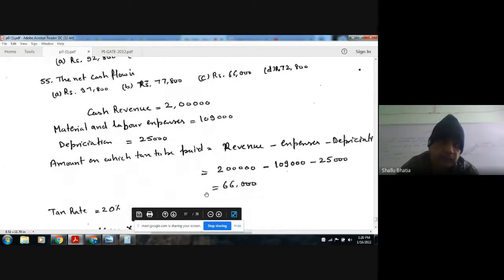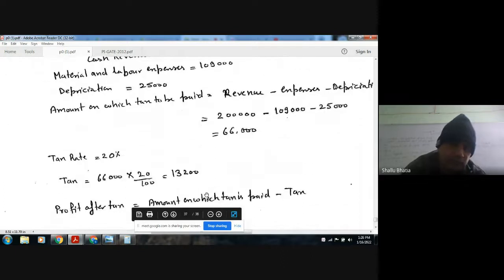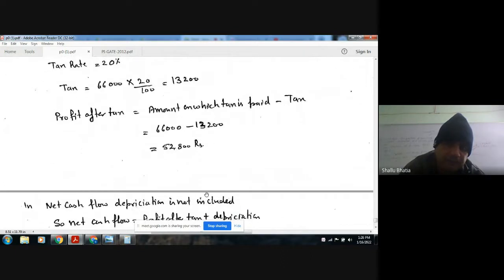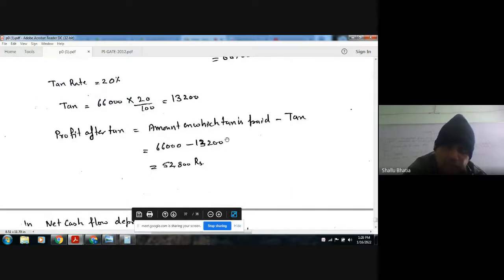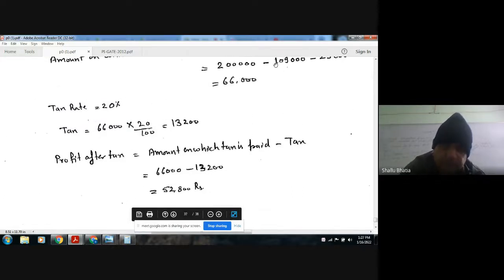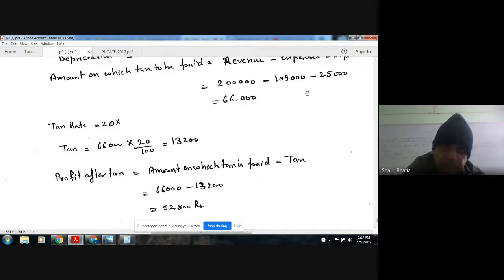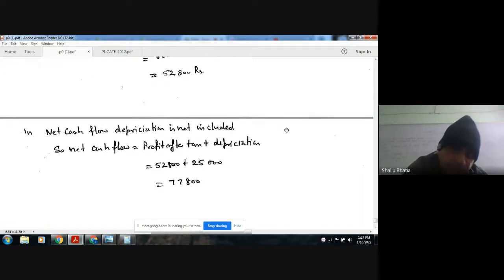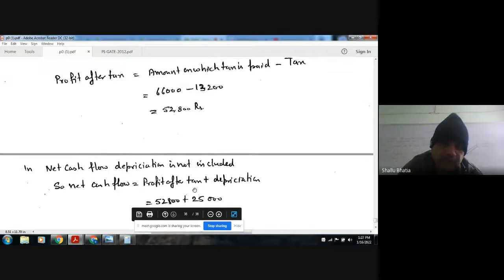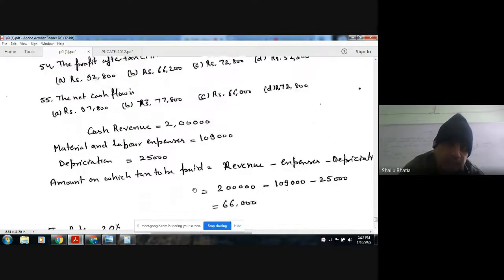Now the cash flow does not involve depreciation. Here, depreciation is involved because we calculated this 66,000 after considering the 25,000. So we add it back, and this is the net cash flow. So this is 77,800. The answer is B.